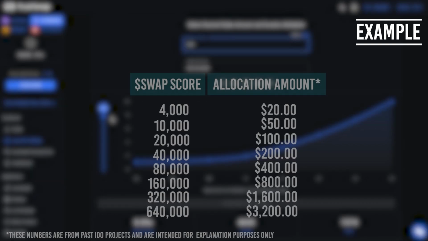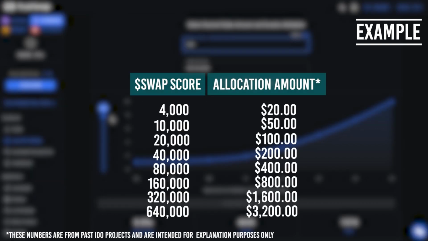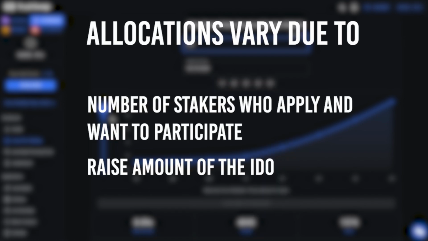The second reason I'd want a higher swap score is to get a higher allocation. Allocations are usually given using a table like this one. As my swap score increases, I'm not only eligible to participate, I'll be able to claim a higher allocation amount. So if you think a project has huge upside potential, you can use a combination of the swap you own and the duration you're willing to stake your swap for in order to receive your desired allocation amount. Bear in mind that the allocation size varies from project to project, with the two main variables being the number of stakers who applied and want to participate and the raise amount of the IDO.